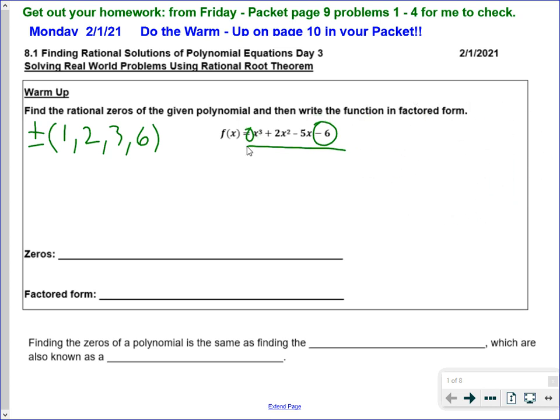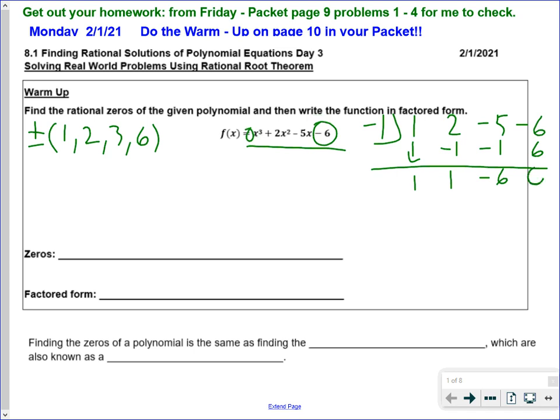So I like to go in order: 1, -1, 2, -2, 3, -3, so on and so forth. So I'm going to try -1 next. So I have -1. My coefficients are 1, 2, -5, and -6. I'll drop down the first number, which is a 1. -1 times 1 is -1. 2 plus -1 is 1. -1 times 1 is -1. -5 plus -1 is a -6. And finally, -1 times -6 is a +6. 6 plus -6 is 0. So we get our remainder of 0.